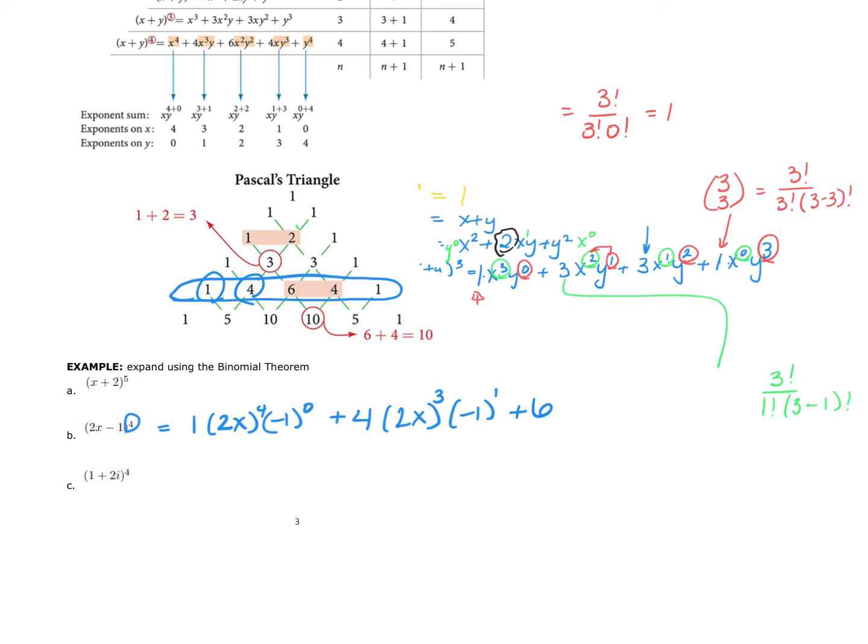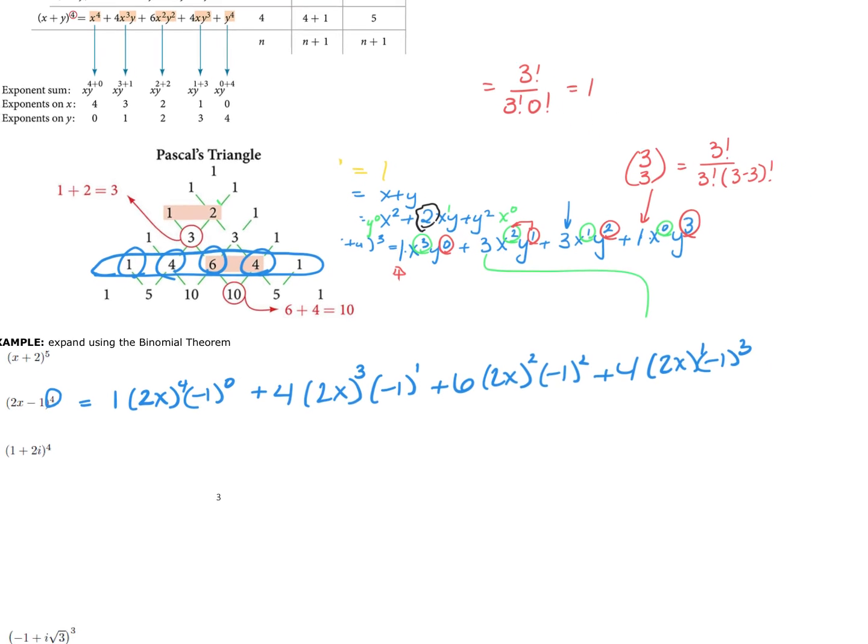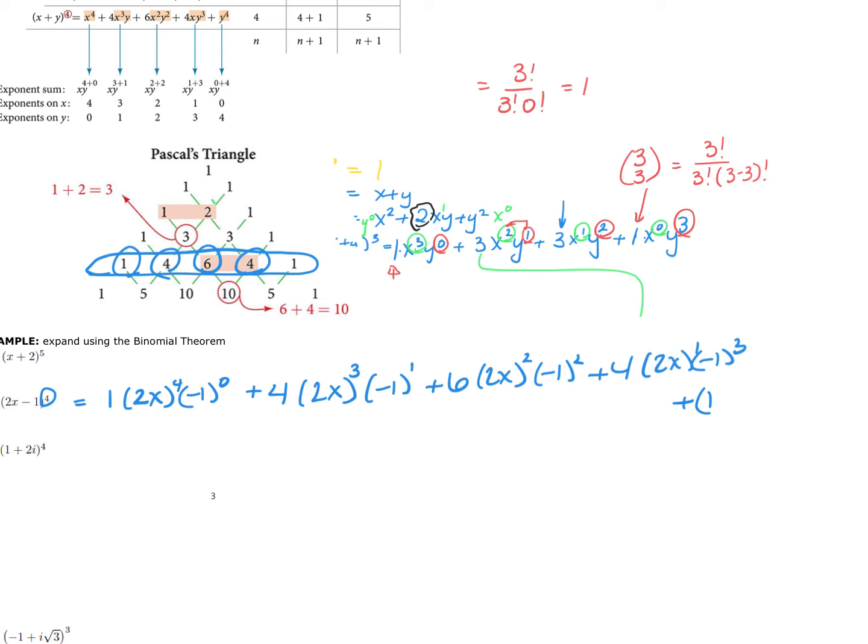Plus 6, that's where the 6 is coming in, 2x squared, negative 1 squared. My 2x's are going down in power. My negative 1s are going up in power. I'm just going to erase this. And then plus this 4, my coefficient multiplier 4, 2x to the 1, negative 1 to the 3rd, and lastly plus 1, 2x to the 0, negative 1 to the 4th power.